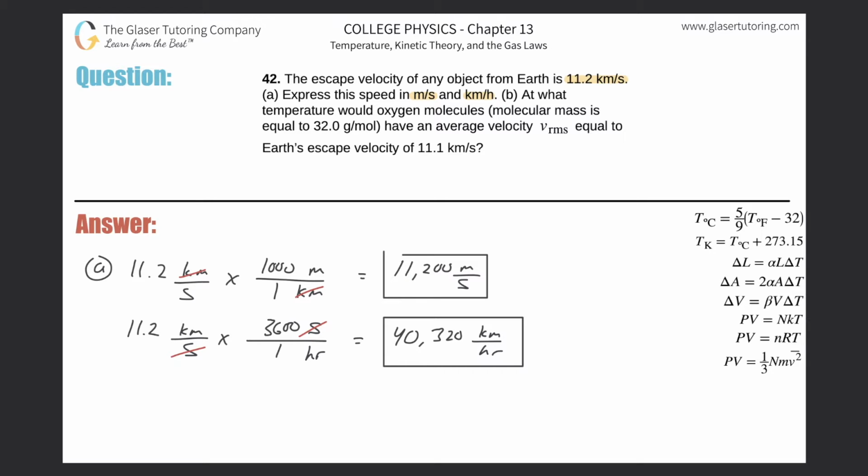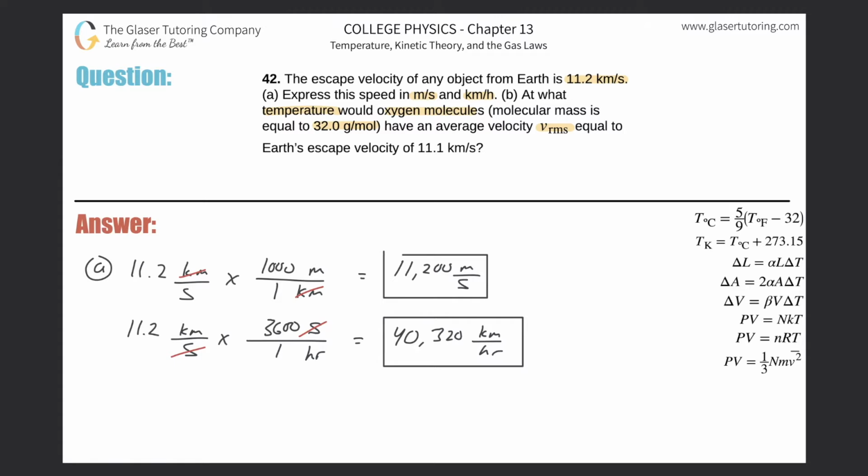Let's take a look at letter B. At what temperature would oxygen molecules, which have a molecular mass they're telling us of 32 grams per mole, have an average velocity, that is, a root mean square velocity, equal to Earth's escape velocity of this? All right. So essentially what we need to do is find a formula that relates temperature to the root mean square velocity. That's what we need. Okay.